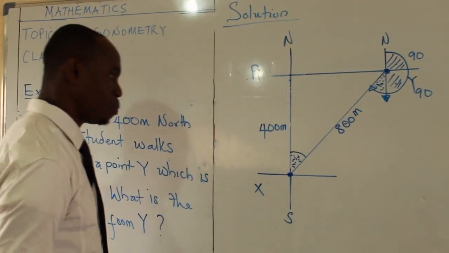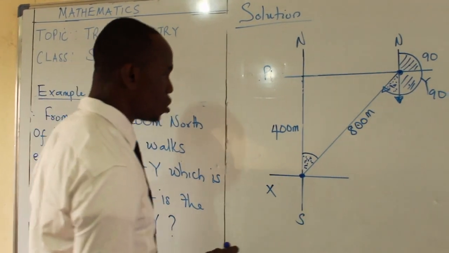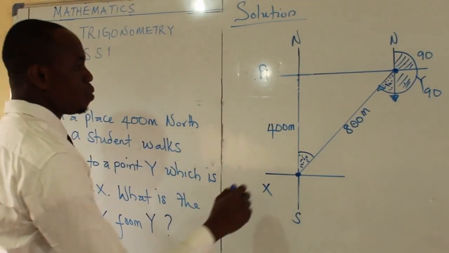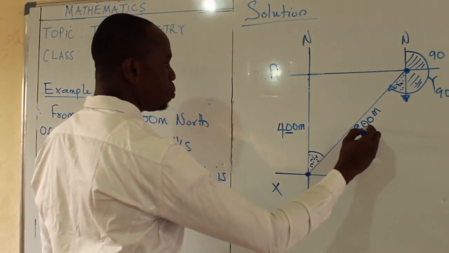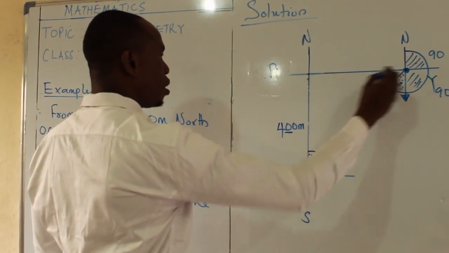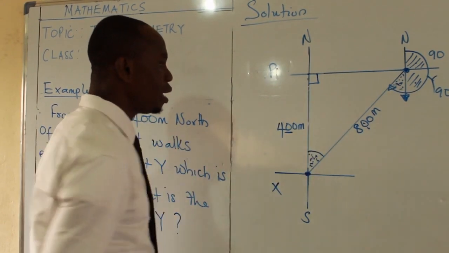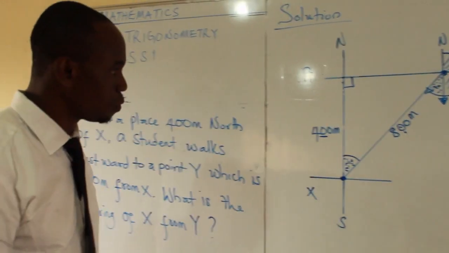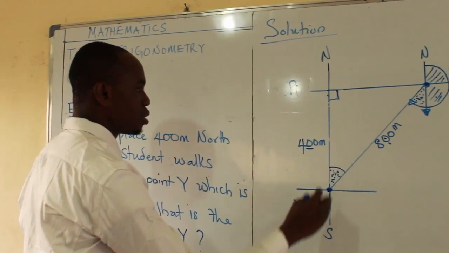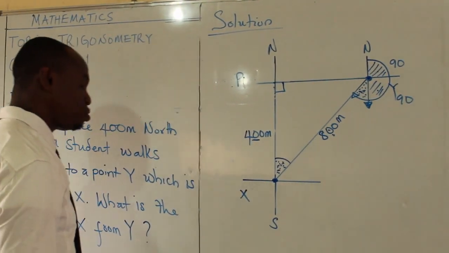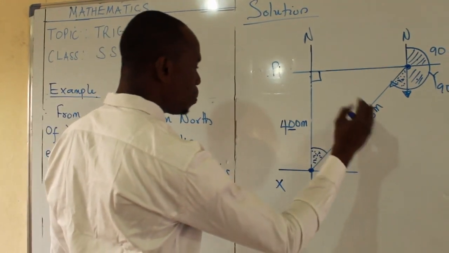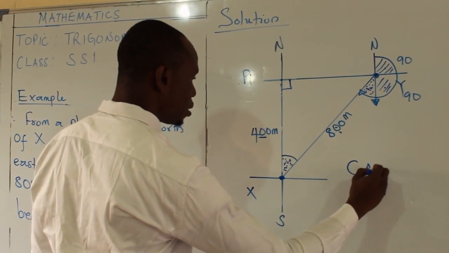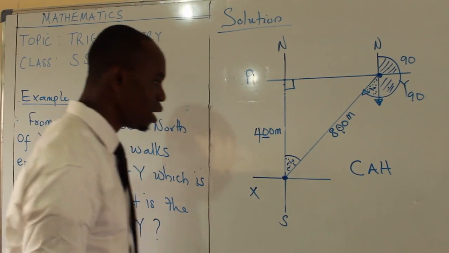I have to know that the sides that were given to us in this question were the adjacent and the hypotenuse, because this figure here is a right-angled triangle. Now from this, I can know that the trigonometric function that connects the adjacent and the hypotenuse is the C, A, and H.